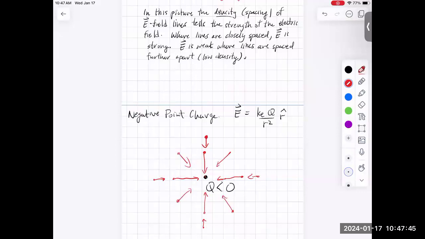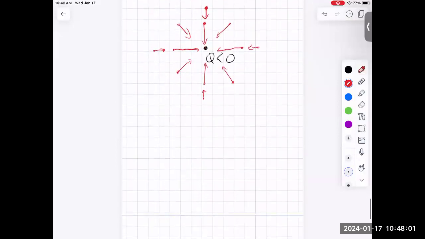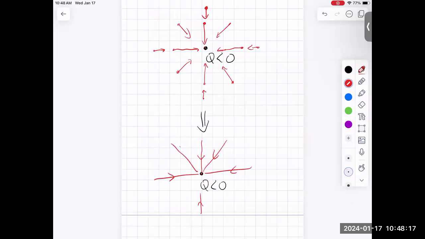For our negative point charge, the electric field is still radial, but it's radially inwards towards the point charge. And just like we did for the positive charge, we would typically draw these as continuous lines. So you would usually see this drawn in the following way. Here Q is negative, and the electric field is radial, but radially inward. And so this is the electric field due to our negative point charge.